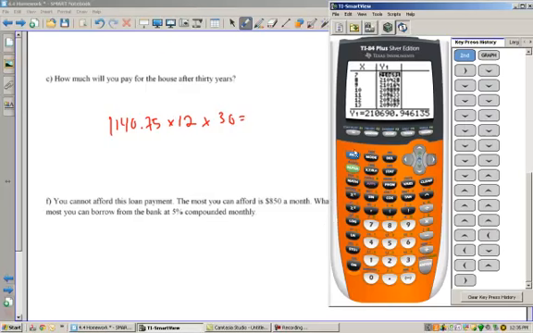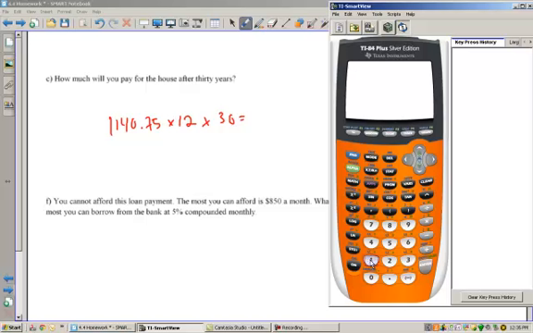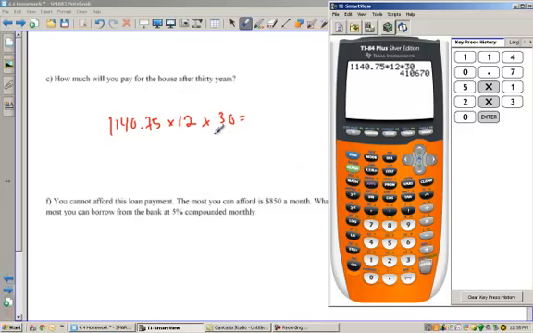So on our calculator, we're going to take $1,140.75, multiply it by 12, and then multiply it by 30 and get our answer. So this is about $410,670 total for that $212,500 house.